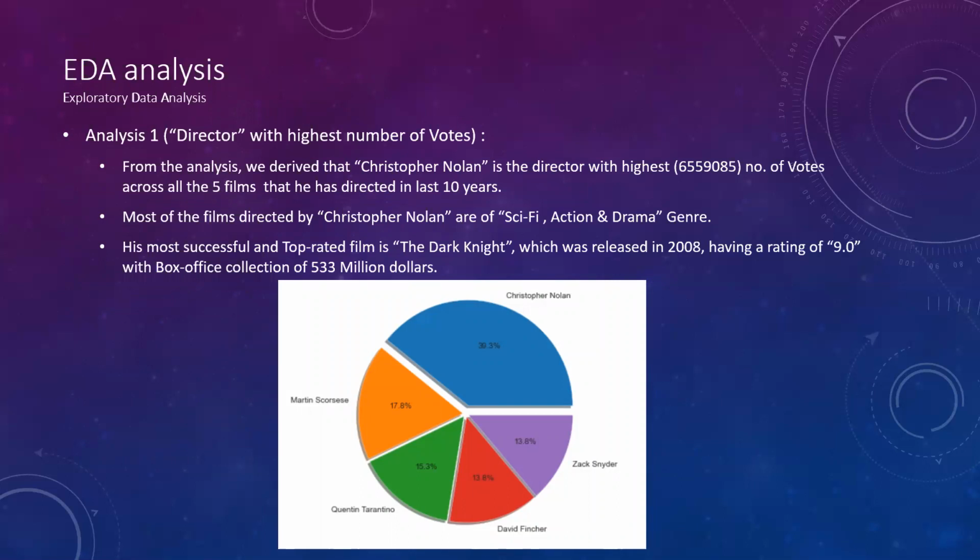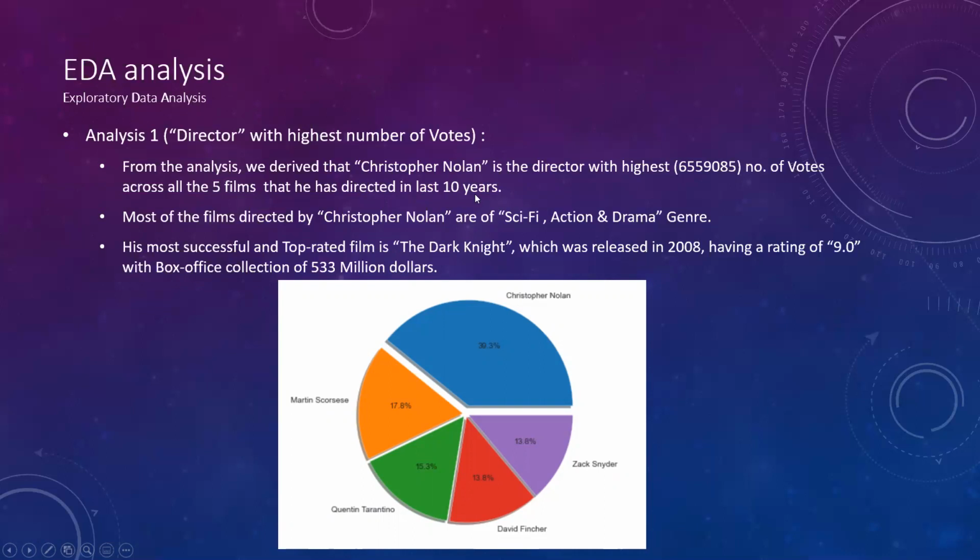The first analysis is the director with the highest number of votes. As we could see in our pie chart, Christopher Nolan is the best director with the highest number of votes, spanning 6.5 million votes in the past 10 years.